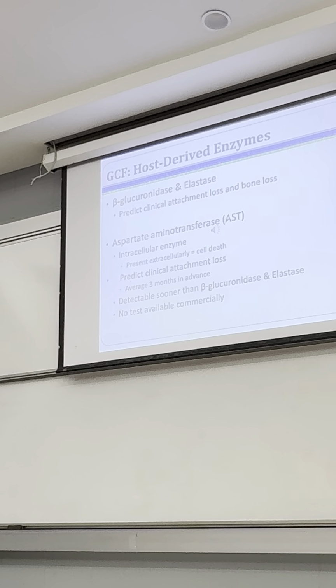Also, the AST was on that list. That is an intracellular enzyme, and it being there lets us know there's cell death. It predicts clinical attachment loss also, and that one can, on average, be detected 3 months in advance.